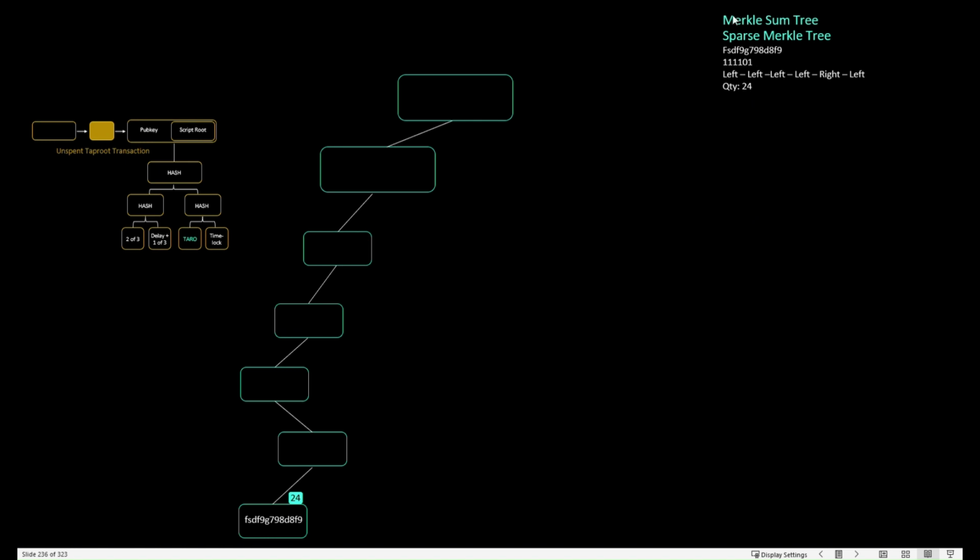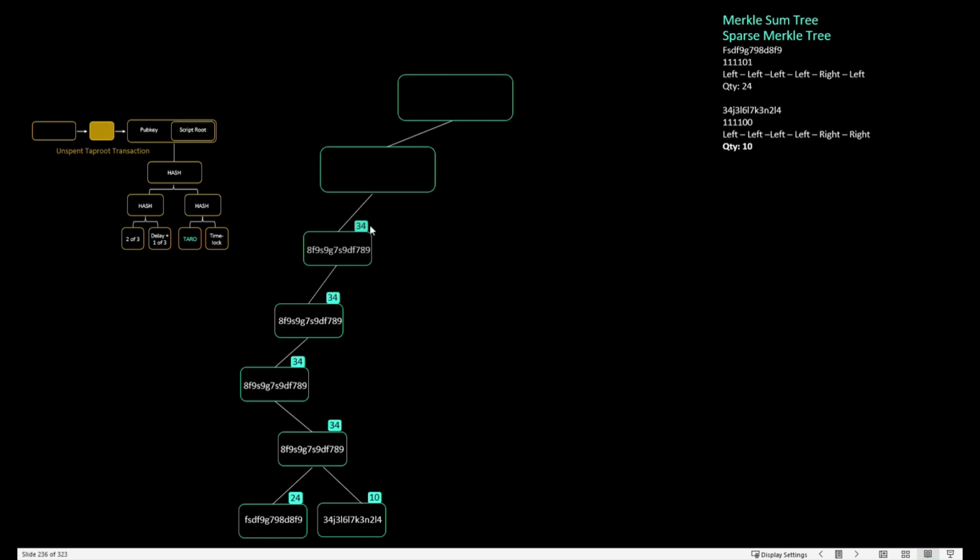This is another type of tree called a Merkle sum tree, where each leaf has a quantity number embedded within it, and that quantity is going to feed upwards. So let's take another hash and convert that to numbers: left, left, left, left, right, left, left, right, whatever. We'll go down here to make it nice and clean. We put the hash and give it a quantity of 10. This one here will have the hash of these two, plus the quantity of 34. It's going to add those up, and those all propagate up.